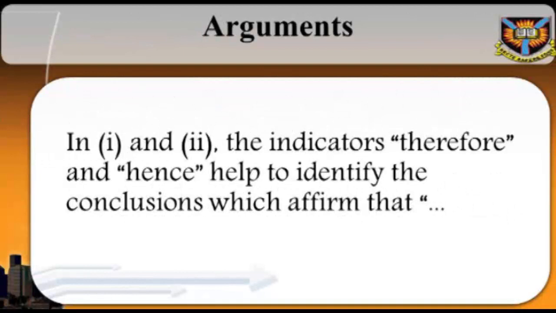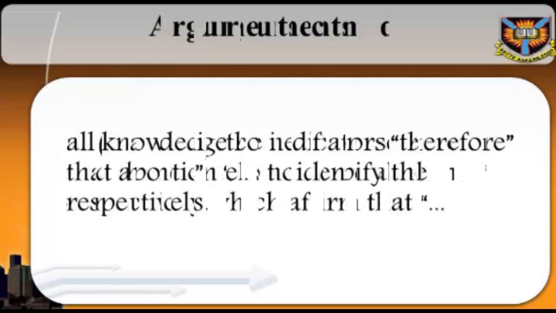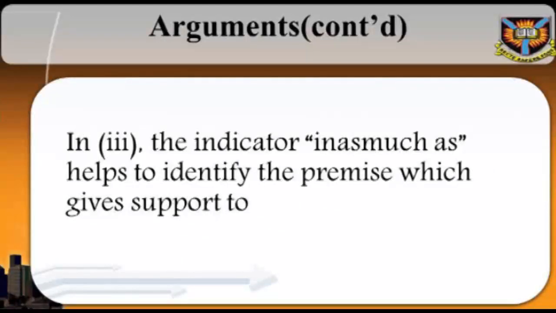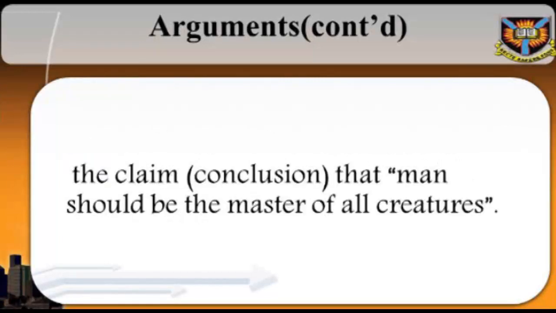In 1 and 2, the indicators therefore and hence help to identify the conclusions, which affirm that all knowledge comes from science and that abortion should be abolished respectively. In 3, the indicator inasmuch as helps us to identify the premise, which gives support to the claim, the conclusion, that man should be the master of all creatures.